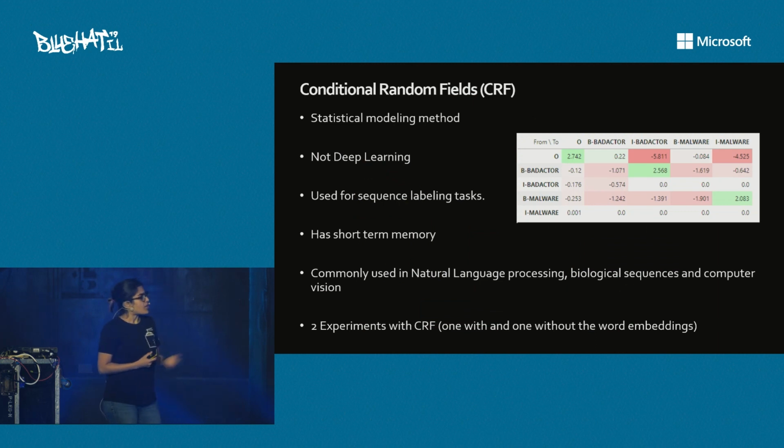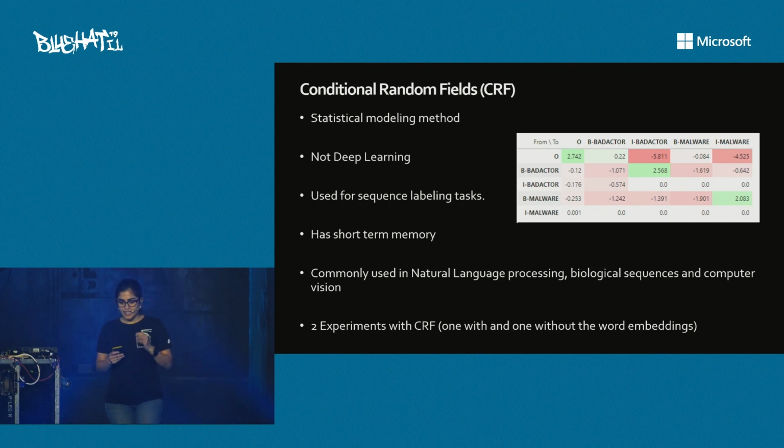The first model that we tried out is conditional random fields, or CRFs. This is a statistical modeling method. It's not deep learning. It's pretty close to hidden Markov models. You can kind of, in a simple way, think of it as logistic regression for sequence labeling problems. It's in fact commonly used in natural language processing tasks, biological sequencing, and even computer vision.